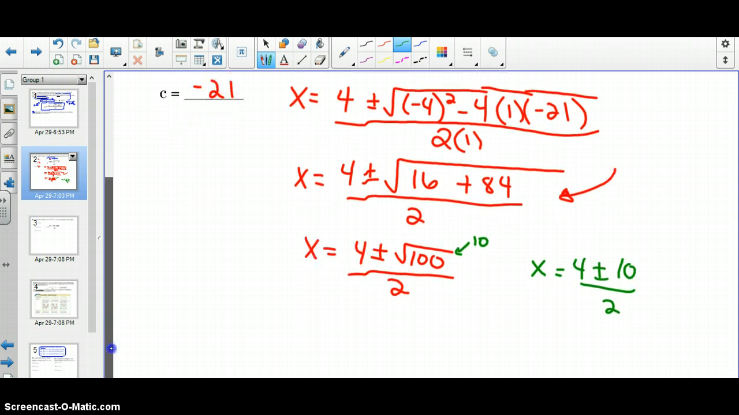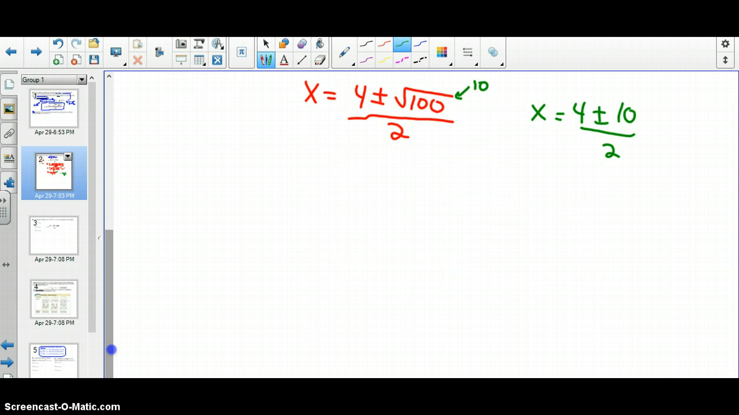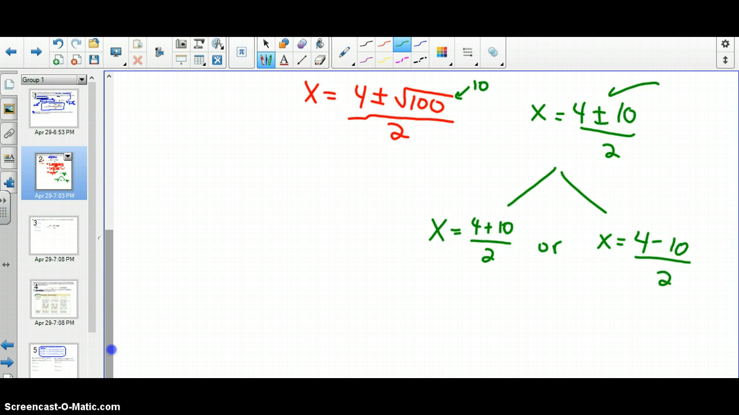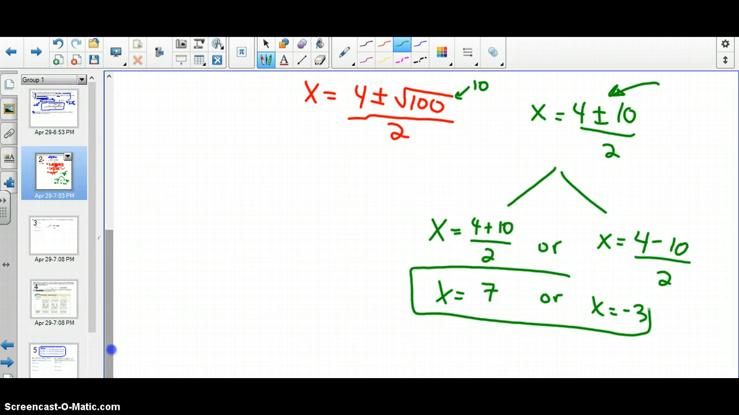Now once you get there, you're pretty much finished. There's just one more step. So you have two solutions. You either have x equals 4 plus 10 divided by 2, or x equals 4 minus 10 divided by 2, because of that plus or minus right there. So x is equal to 14 over 2, which is 7, or x is equal to negative 6 over 2, which is negative 3. So those are your solutions using the quadratic formula.